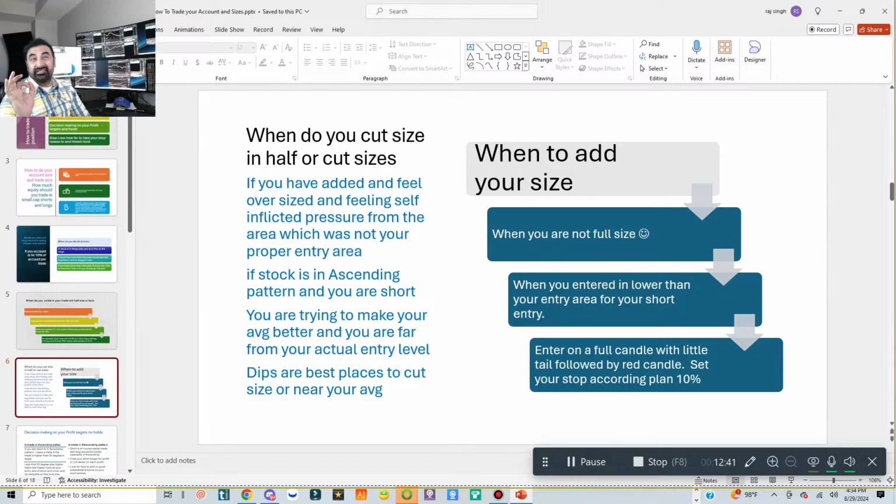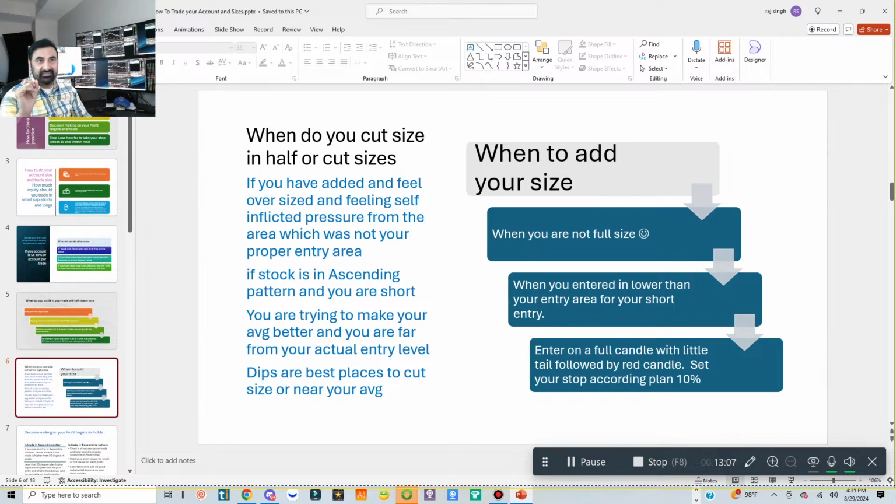If a stock is in an ascending pattern, what is ascending? You guys know descending and ascending. Ascending is going up. If the stock is in an ascending pattern and you are short, what do you do? You're not getting a good grip of your areas. You have drawn the lines. So higher highs, higher lows. It's going to come up. I'm going to give you an example in just a second.